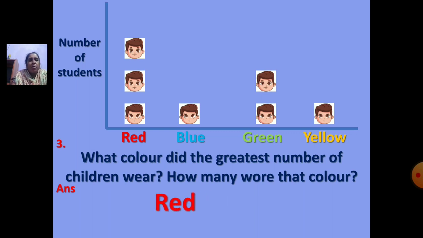Okay. Now what we have to find out, how many wore that color? How many children wore that color? So how you are going to find out. How many children are there above red color? 1, 2, 3. And one child means 5 children. Okay. So what answer you will get? 3 multiplied by 5. So 3 fives is how much? 15. So 15 children wore which color? Red color. So maximum number of children wore red color.